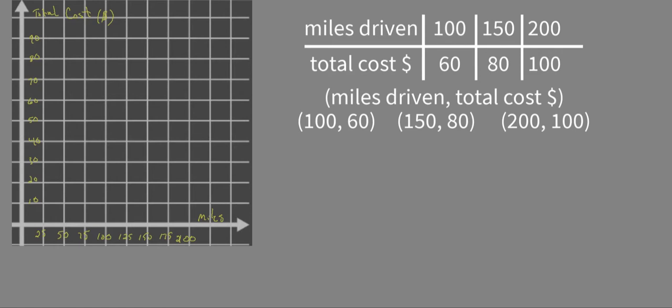So we go over to 100 and up to 60, over to 150 and up to 80, and then over to 200 and up to 100. And then we draw a line through those points.